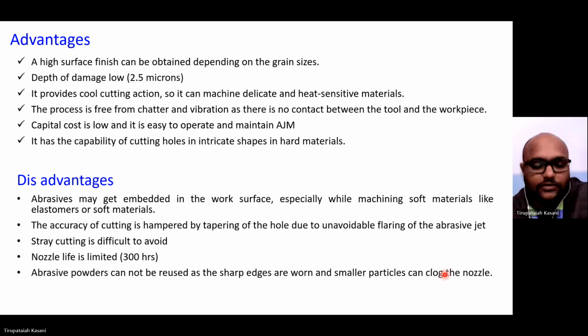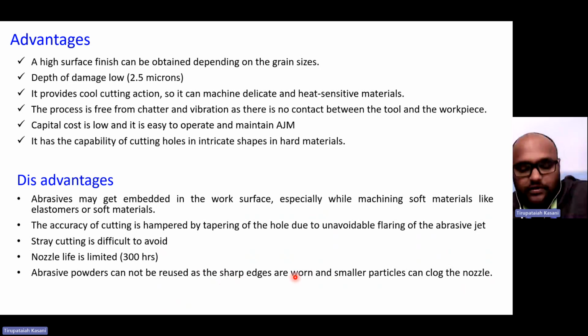Why? Because after impinging the abrasive particles on the top surface of the workpiece, the chips, which are small in nature, will mix up with the abrasive particles. Okay, that is one disadvantage. And the cutting edges will be worn out easily. Means before using the abrasive particles again, we need to separate out the chips and we need to sharpen the abrasive particles' cutting edges. Otherwise these may clog the nozzle.